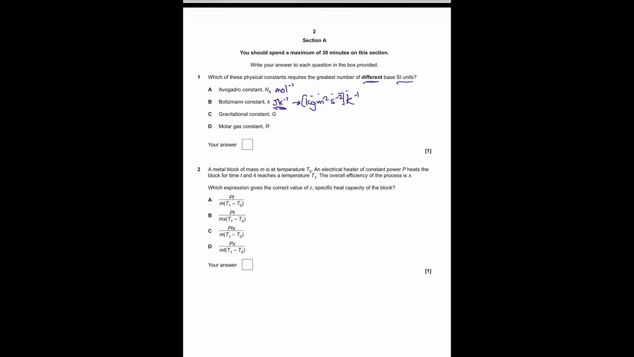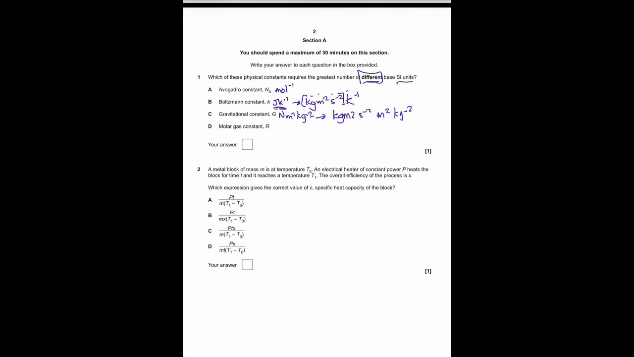Okay, gravitational constant, G. I can't remember what the units are, but I look on my formula sheet and it tells me that it's newton meter squared per kilogram squared. Again, the only one I need to break down is newton, because that's not a base unit. So the newton goes to kilogram meter squared per second squared, and then I've still got the meter squared and kilograms per kilogram squared. So how many different base units are there? Well, I've only got kilograms, meters and seconds, so that's only 3 in here.